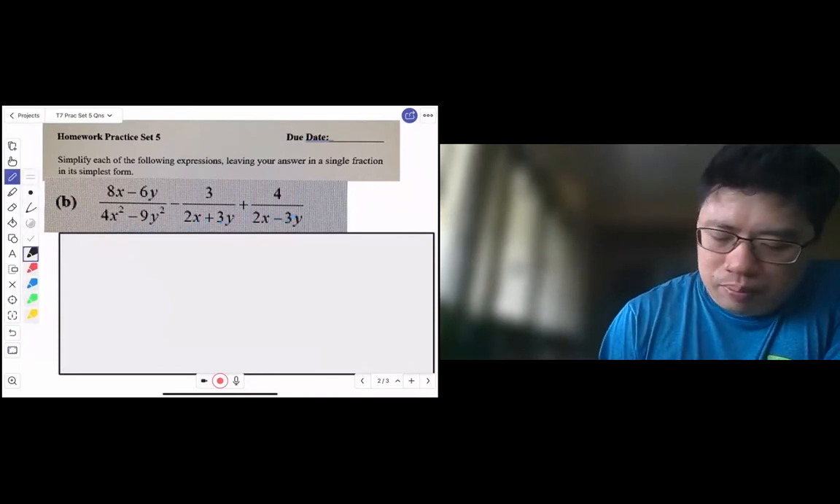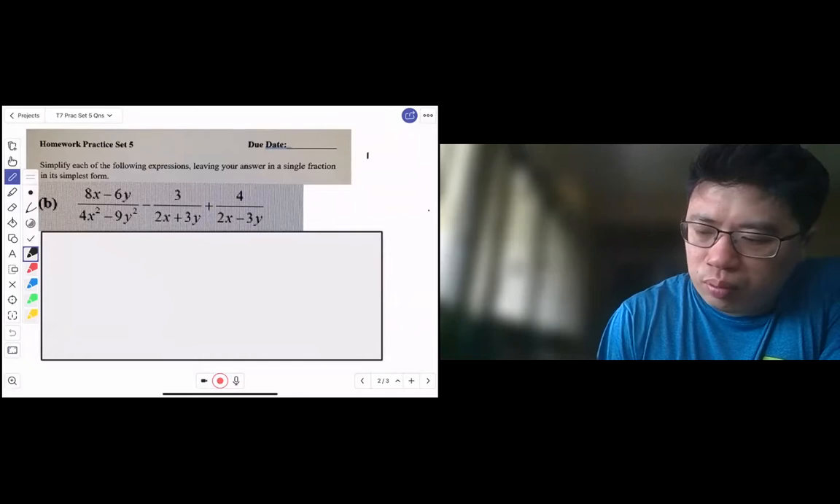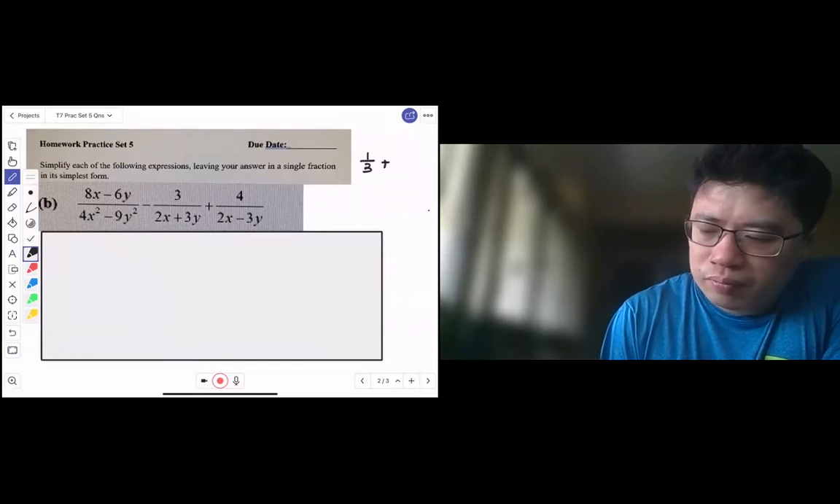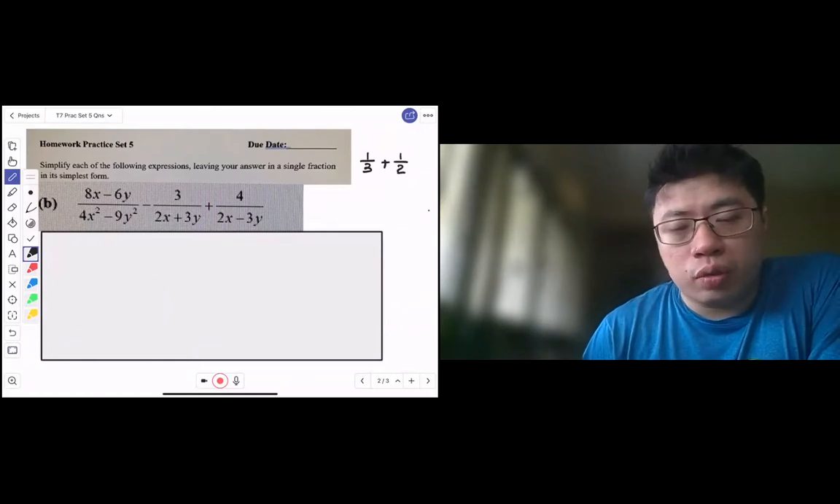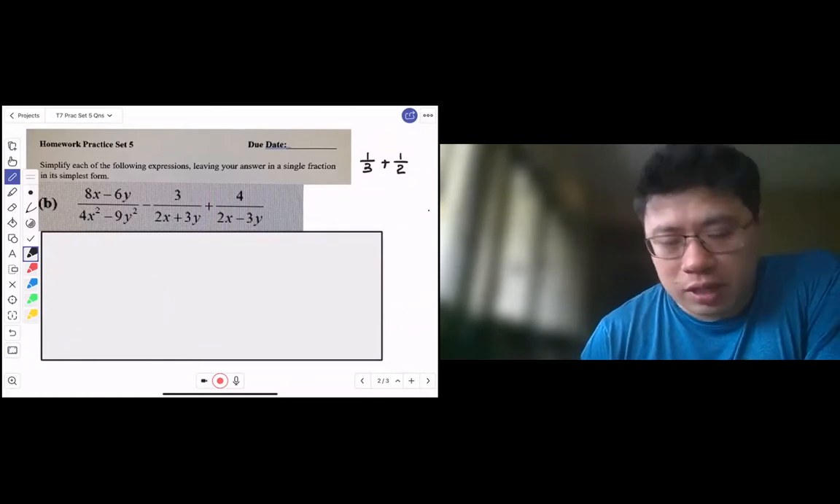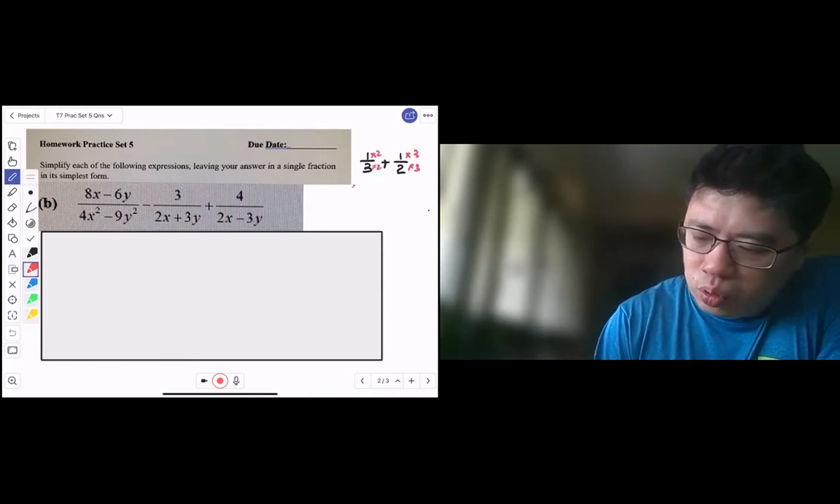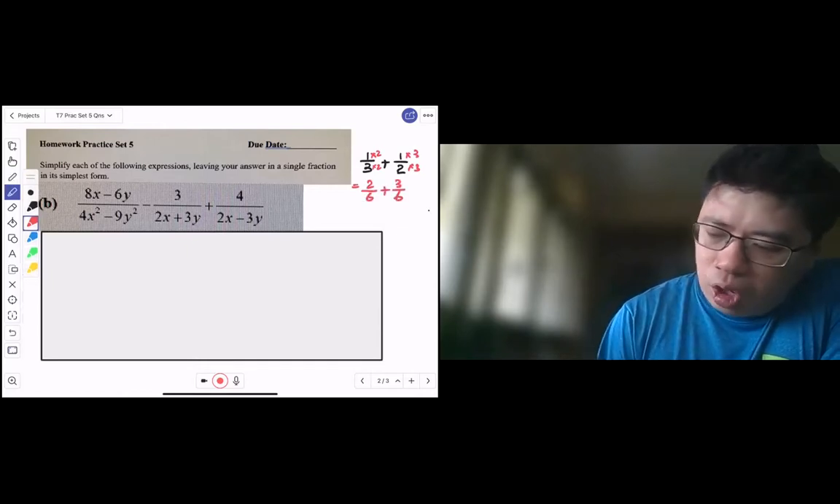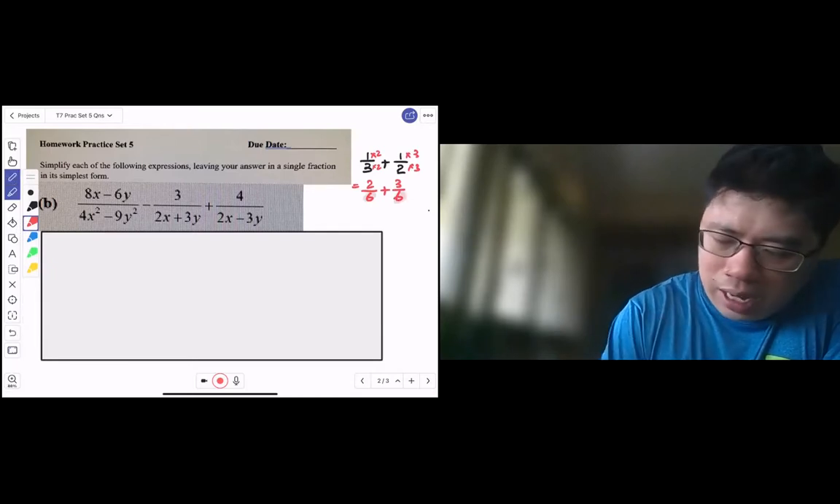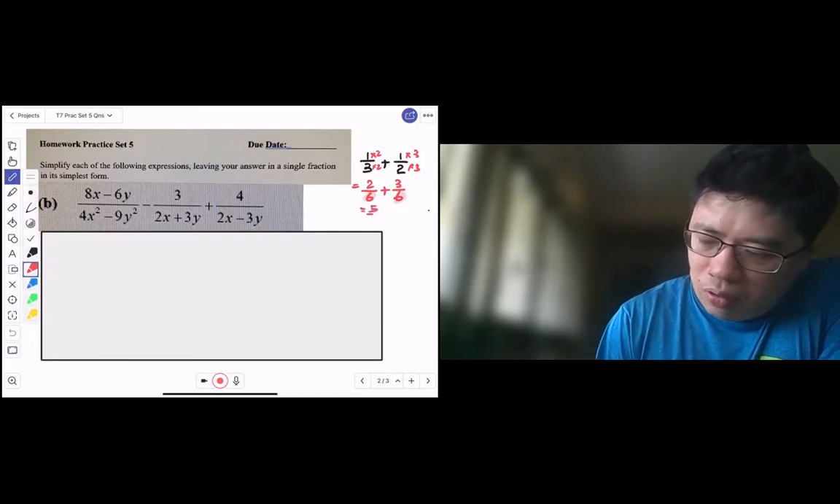A similar example is, if I were to ask you in primary school, 1 over 3 plus 1 over 2, what will you do? You would convert both to a denominator of 6. So you will identify, multiply by 2, multiply by 3, in order to create the same denominator. Only when the denominator is the same can we add our fractions together.